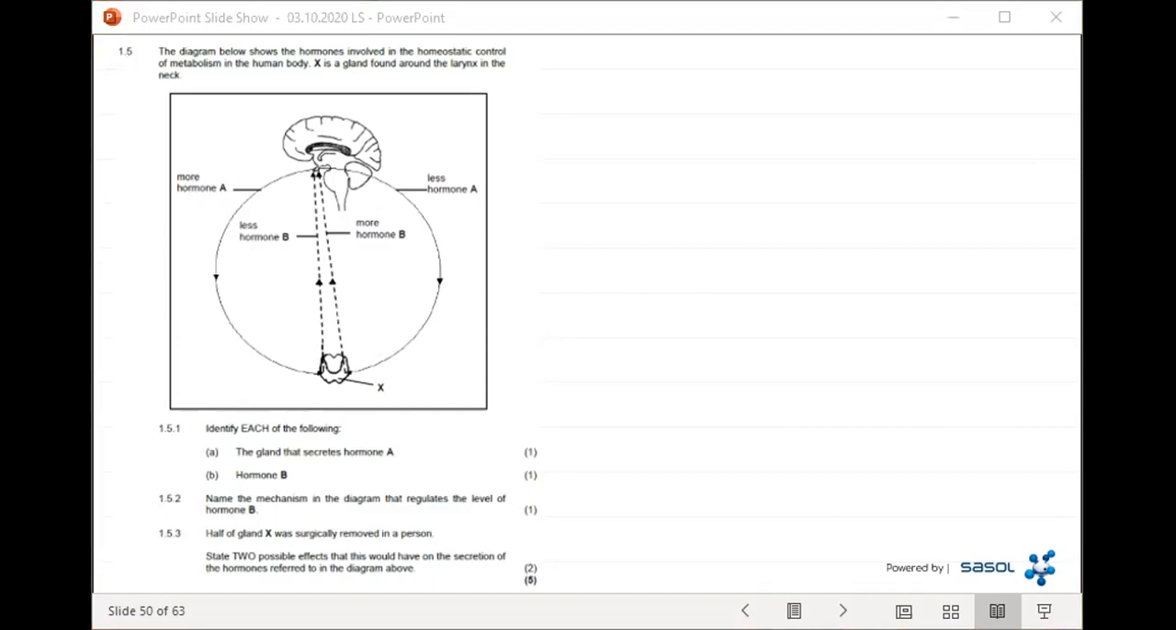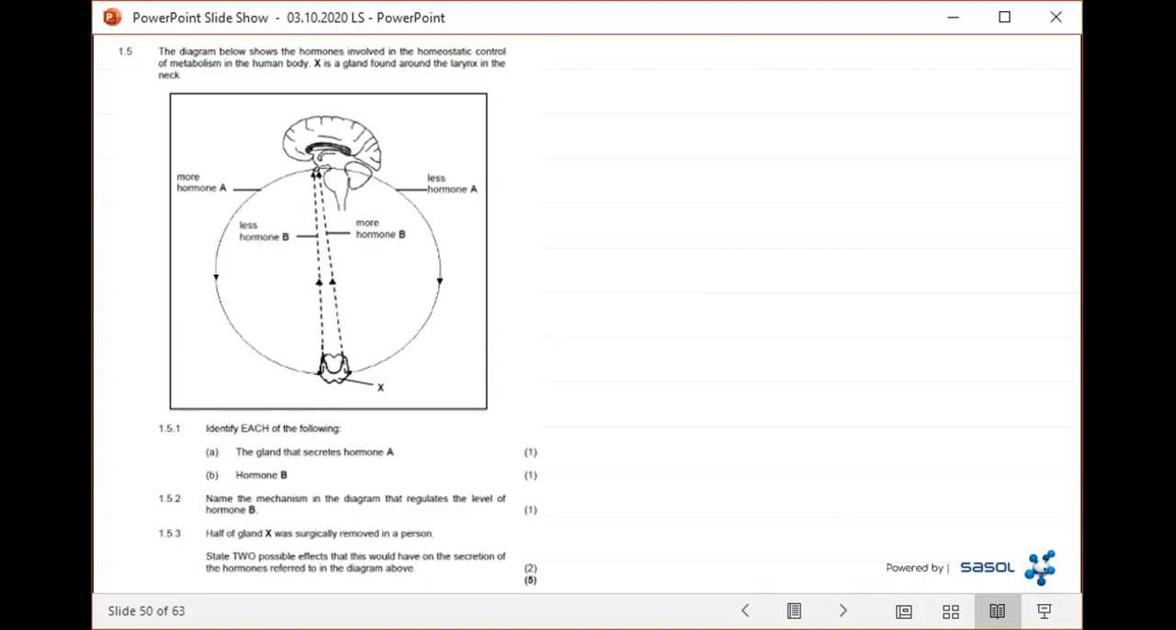Then when we go back to the diagram, it says less hormone B is released. So if we have more hormone A, then it acts on X, and then less hormone B is released, and it seems like it's acting on this part of the brain. And when we have less hormone A being released, it acts on X, then more hormone B is released.